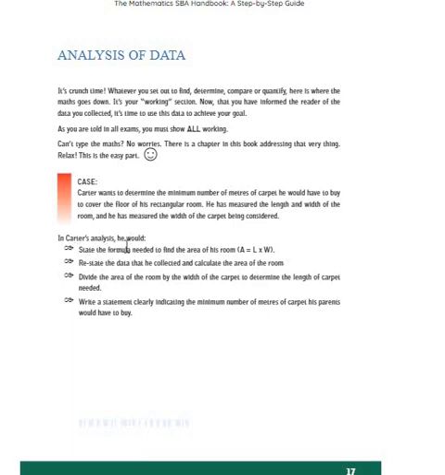Now, in Carter's analysis, he would, 1. State the formula needed to find the area of his room. Of course, it's a rectangular room, so it's the area of a rectangle, which is length by width. 2. Restate the data that he collected and calculate the area of the room. So that's what you want to do in your analysis: restate the data, say what data you have, and calculate the area of the room. 3. Divide the area of the room by the width of the carpet to determine the length of the carpet needed. 4. Write a statement clearly indicating the minimum number of meters of carpet his parents would have to buy.